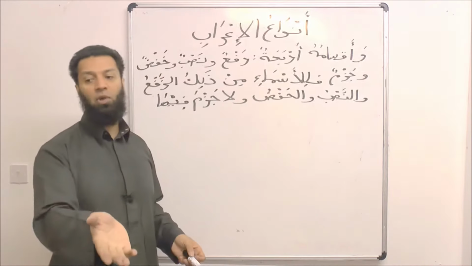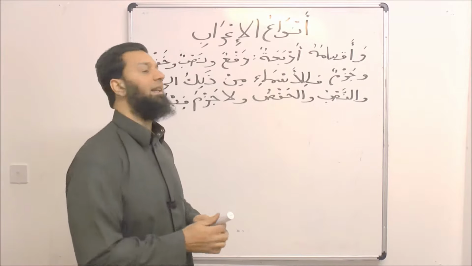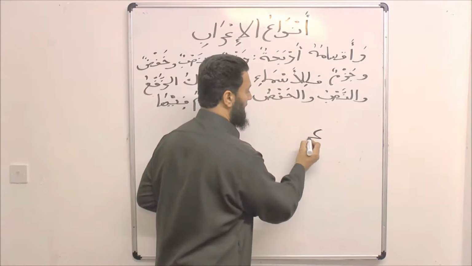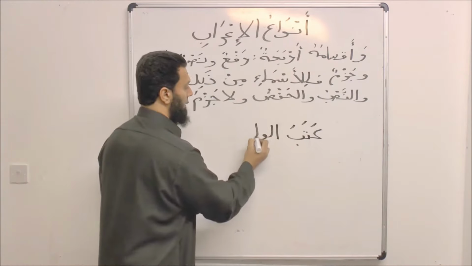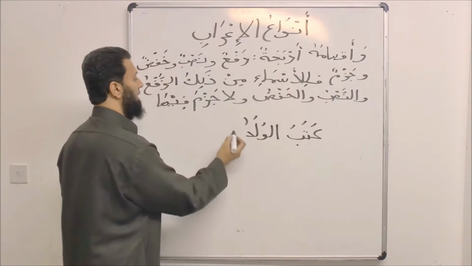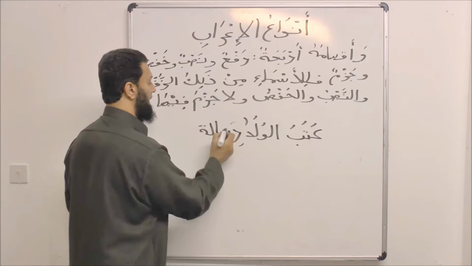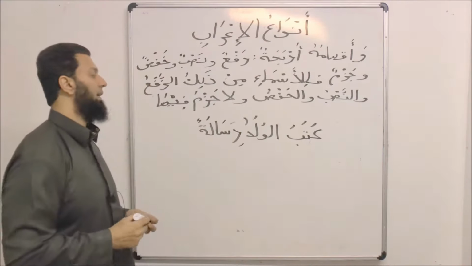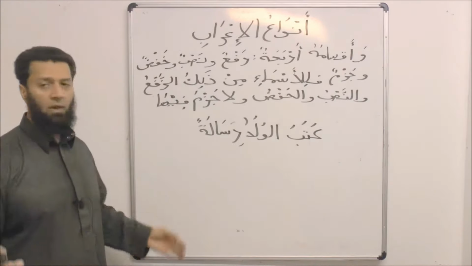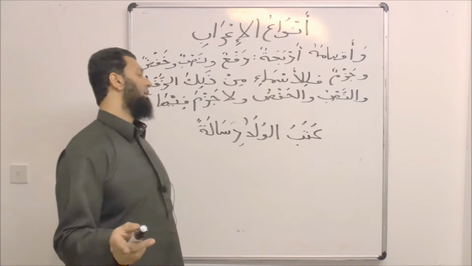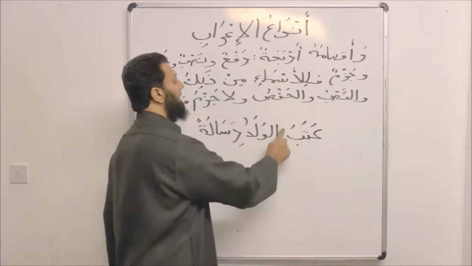the boy wrote the letter. Right, ya Muhammad. How do we say the boy wrote the letter? كتب الولد رسالة. Right, good. رسالة. كتب الولد رسالة. So, what type of sentence is this? الجملة الفعلية. We know it's الجملة الفعلية because it begins with كتب.